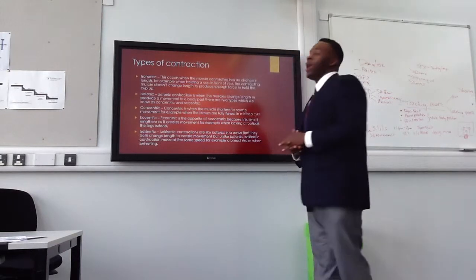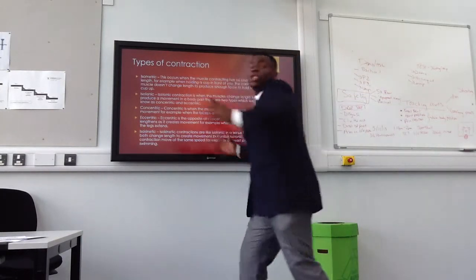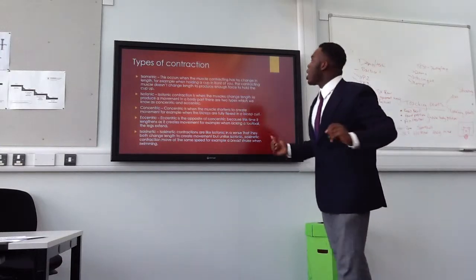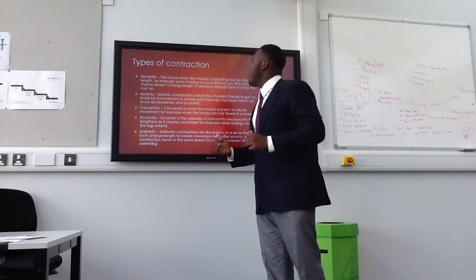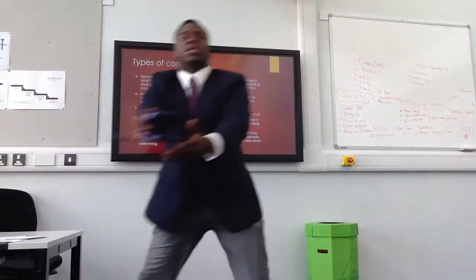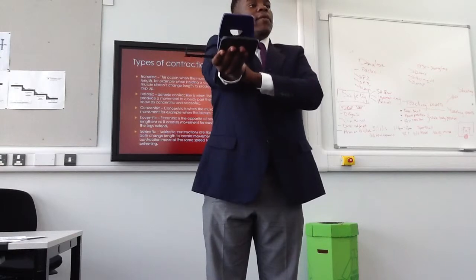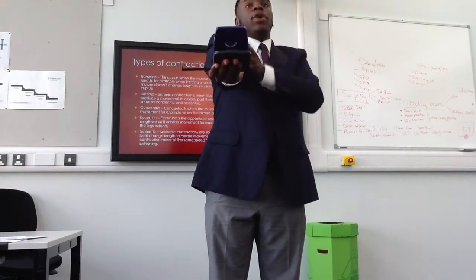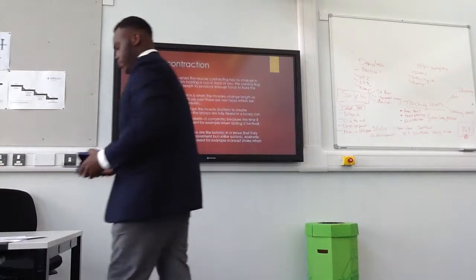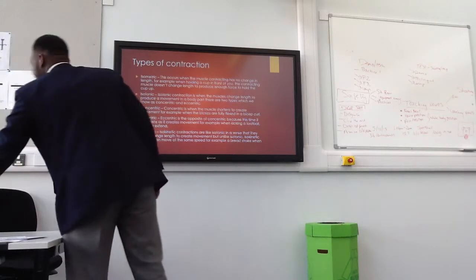Types of contraction. We have isometric. This occurs when the muscle contraction has no change in length. For example, if I'm holding a stapler in front of me, it's contracting, but there's no change in length because there's enough force for it to be able to hold the stapler. Hole puncher, I meant. Hole puncher.